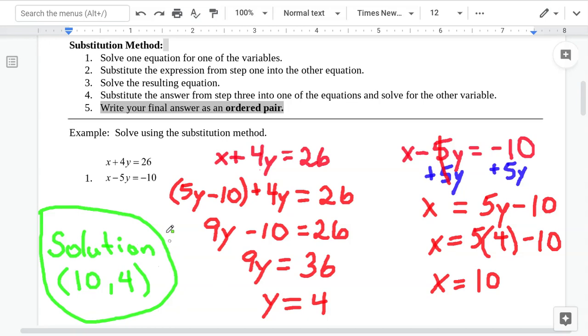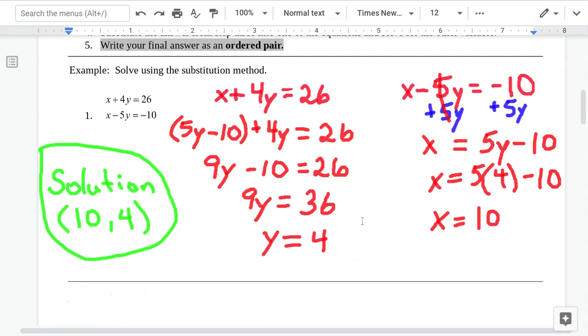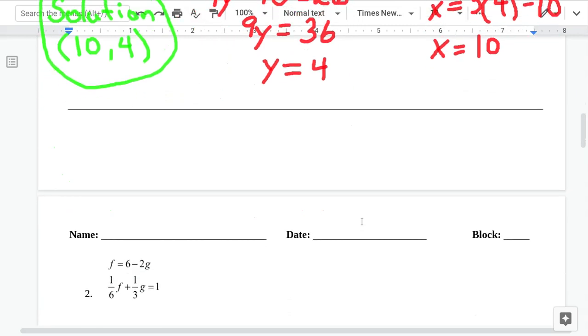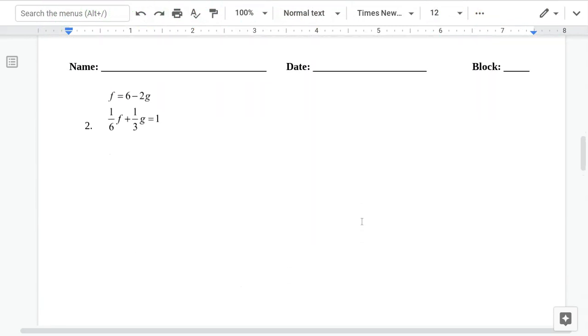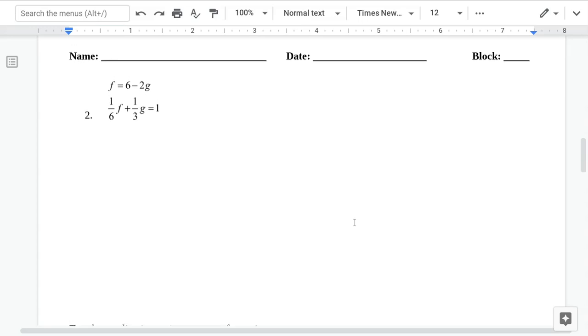All right, so we're going to take a look at another example here. And what's going to happen, we're going to see maybe a different outcome. It's very common to get a solution, but that is not always going to be the case.